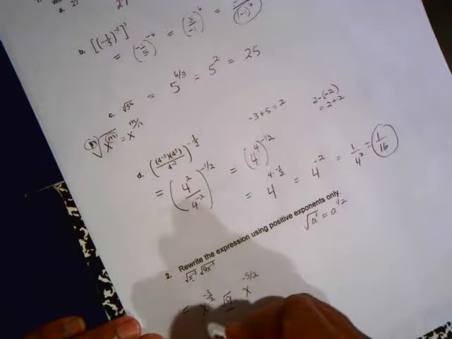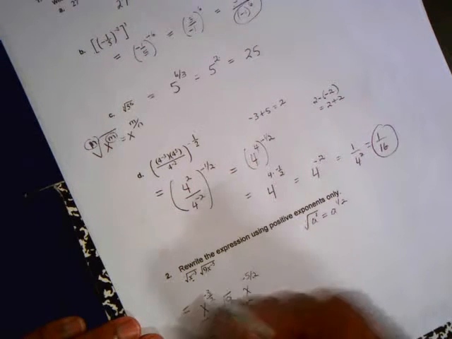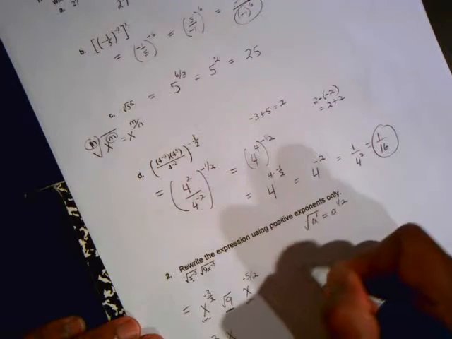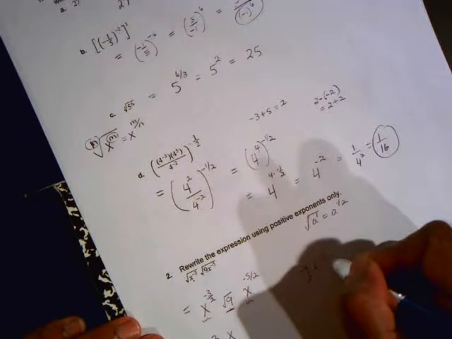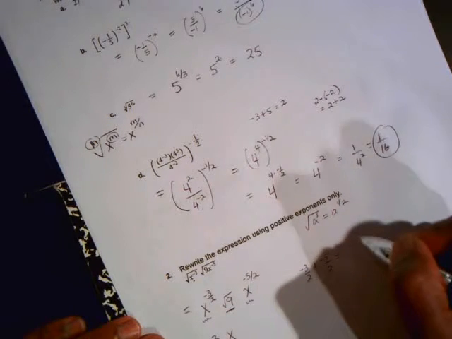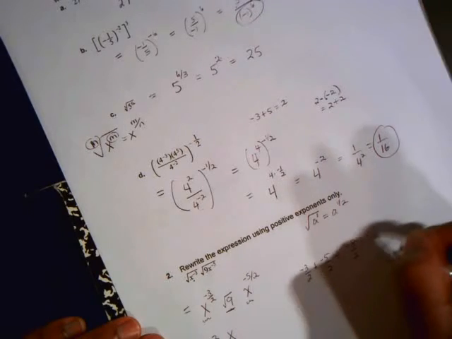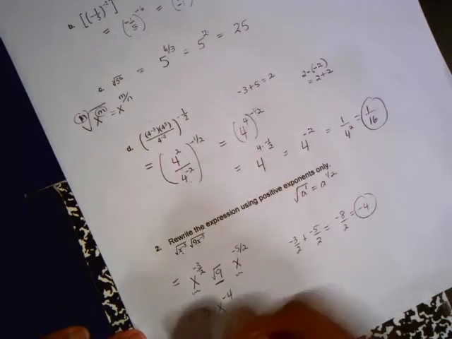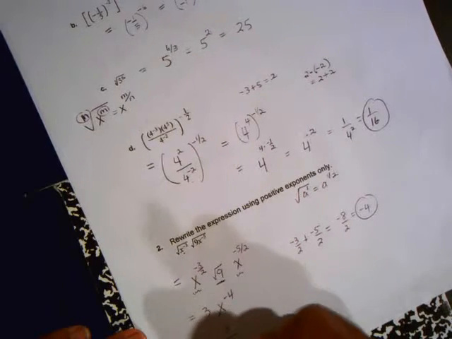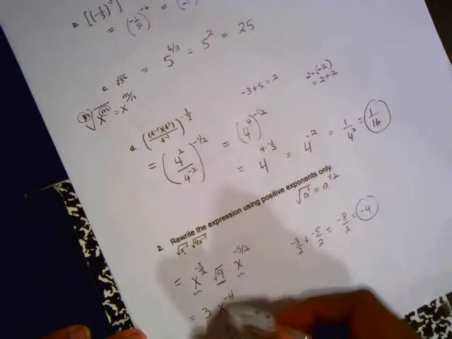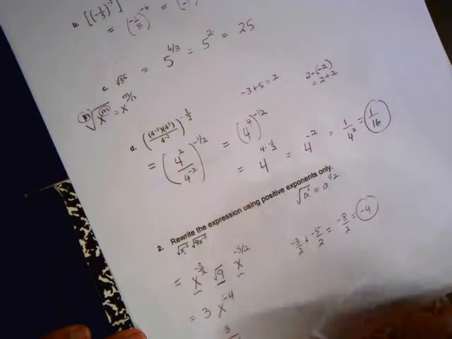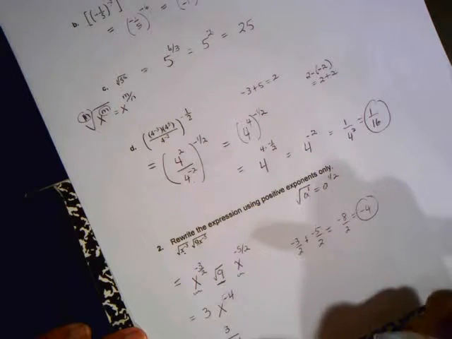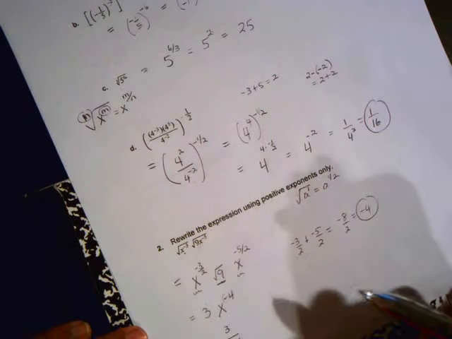Now the bases here are the same, so I can add the powers. So it's x to the negative 3 halves plus negative 5 halves, which is negative 8 halves, which is negative 4. So it's x to the negative 4. And that gets rewritten as 3 over x to the 4th. Because it's a negative exponent, it goes down to the bottom. The 3 stays up on top because it's got a positive 1 as its exponent.